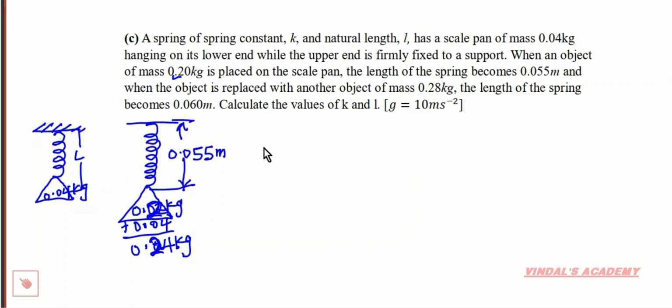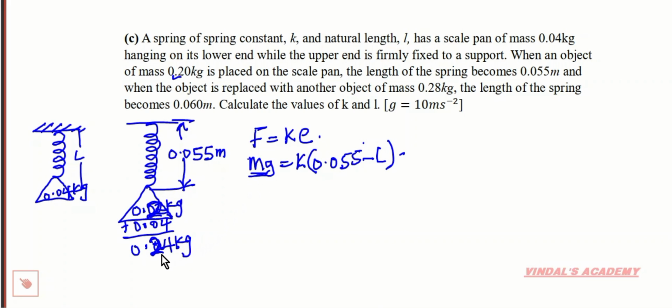At this point, I'm going to write my Hooke's law. Hooke's law says that the force is equal to the force constant times the extension e. The force F is going to be given as mg, which is equal to K. In place of e, I'm going to say this length minus this length, which is 0.055 minus L. So the mass is 0.24 times 10, which is equal to K, which I don't know, times 0.055 minus L.